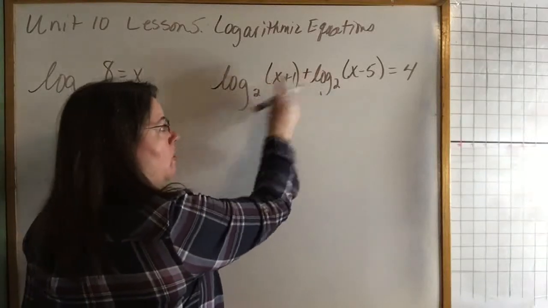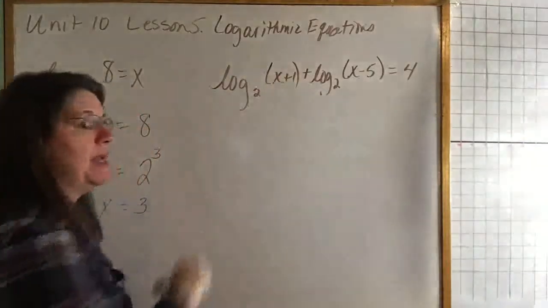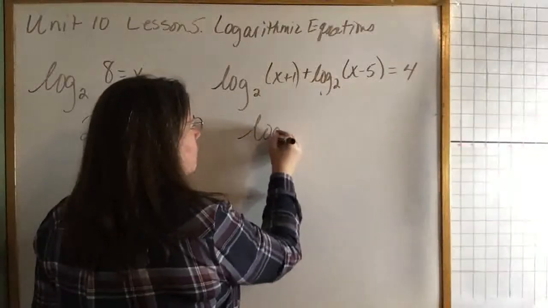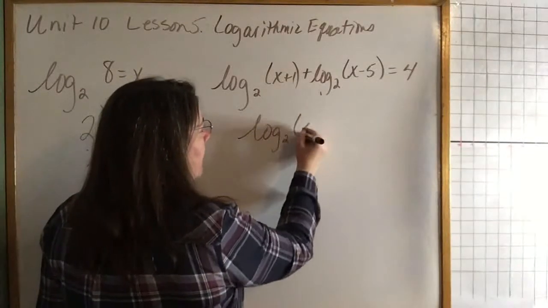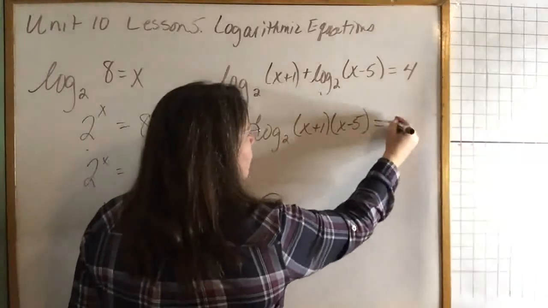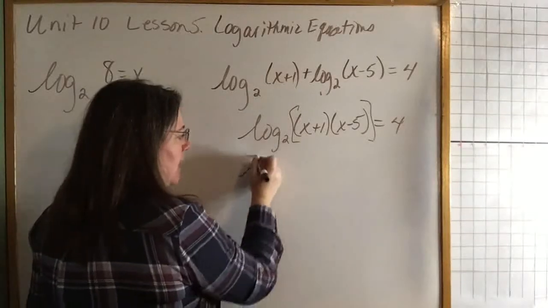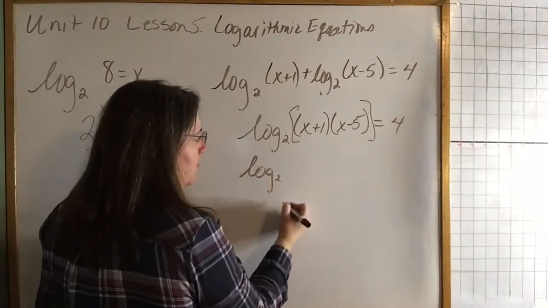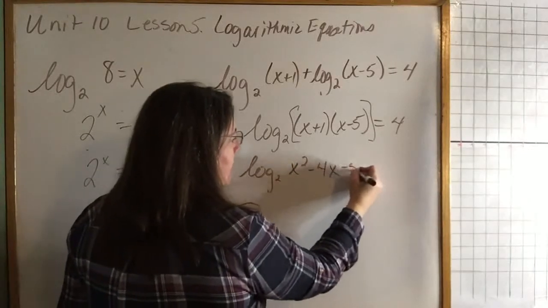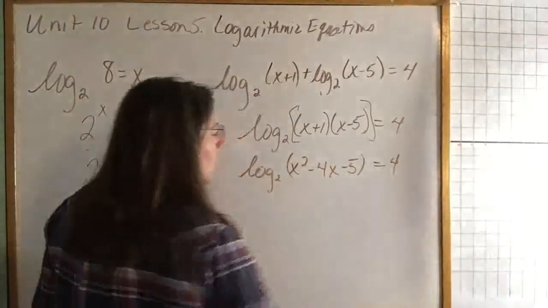Remember, when logs are added, that means those were actually multiplied together. So we've got log base 2 of x plus 1 times x minus 5 equals 4. I can multiply those together. So I've got log base 2 of x squared minus 4x minus 5. I got that by using FOIL, and that equals 4.